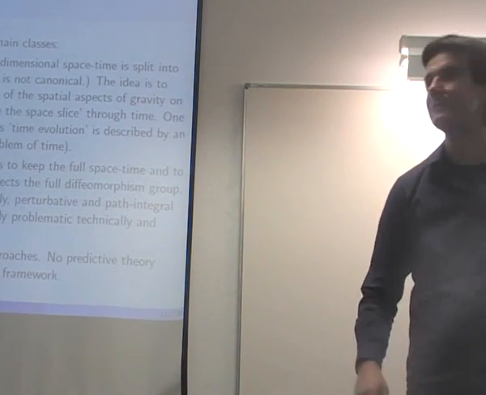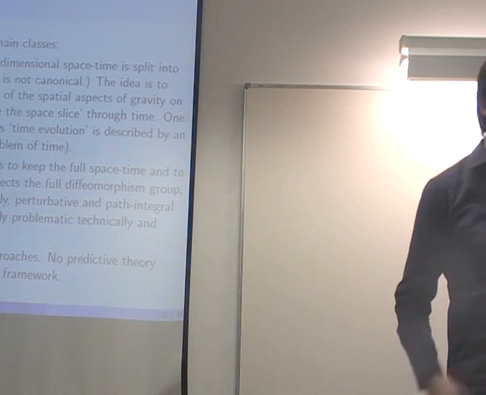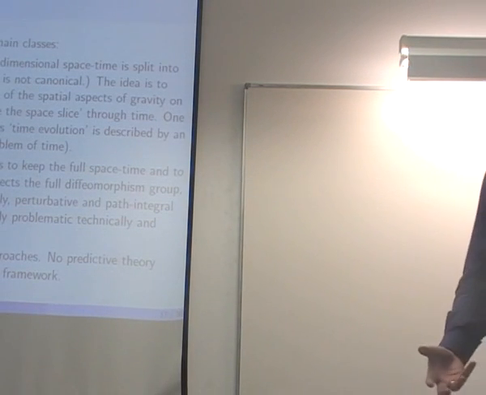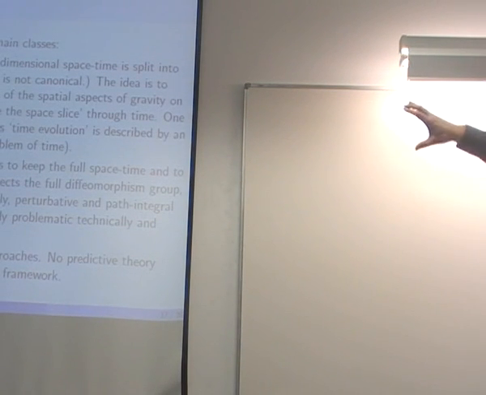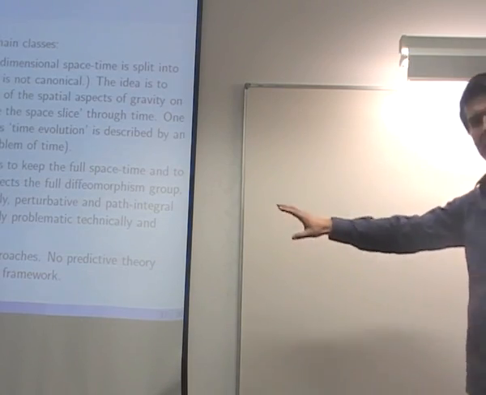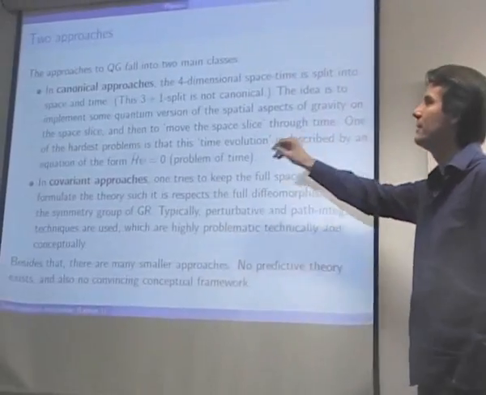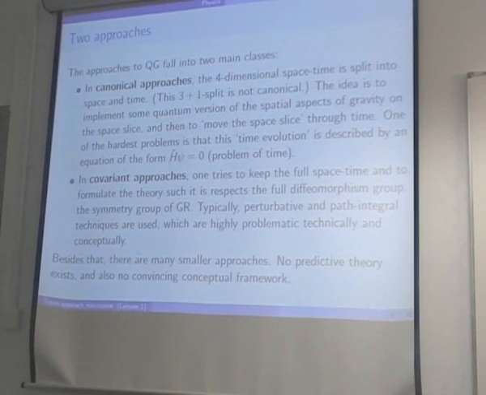So what did they do? What did they try? Well, there are basically 2 main classes of approaches. There are further smaller approaches, but 2 main approaches. The first kind is called canonical. And what you do there, you take your 4-dimensional space-time and split it up into space and time.